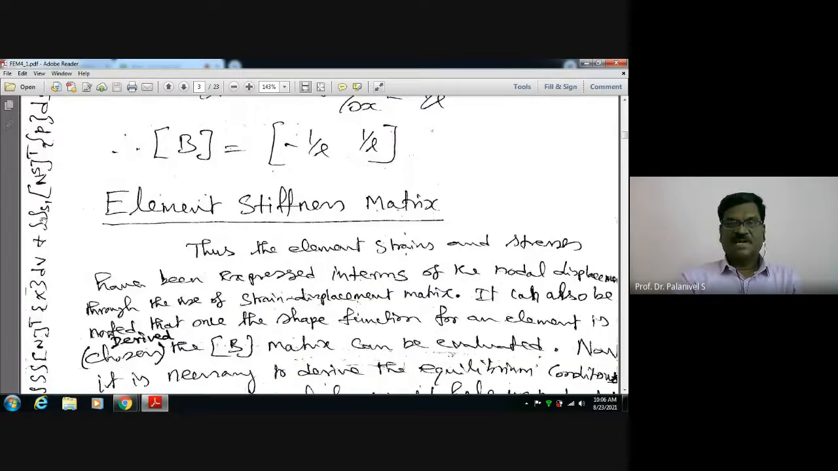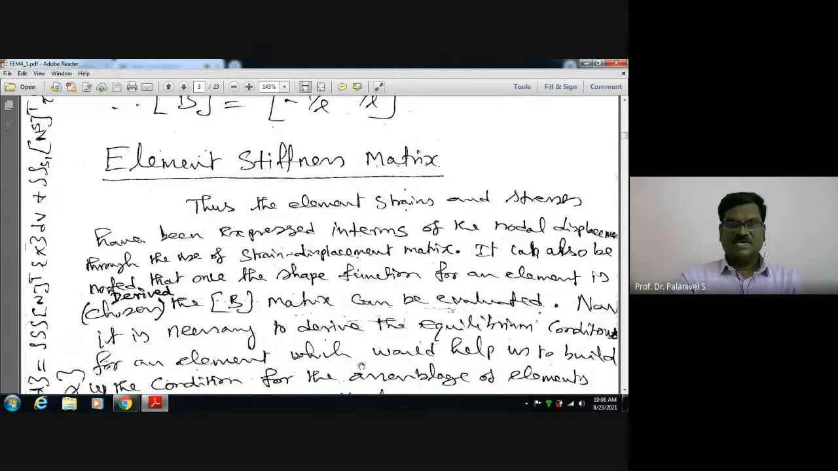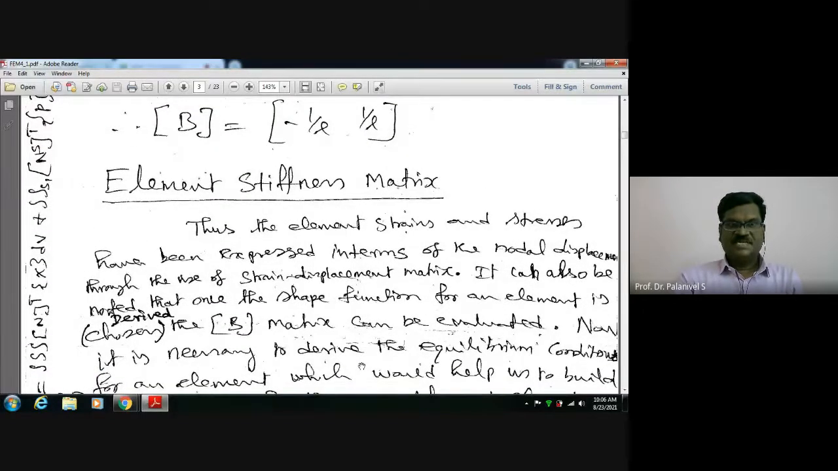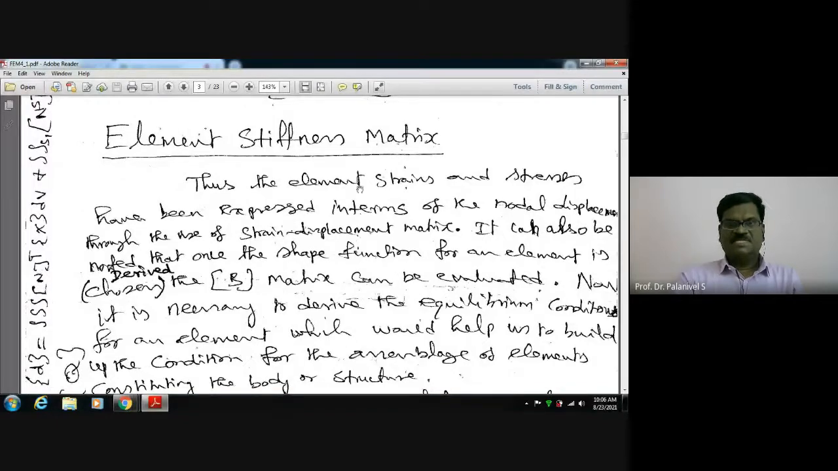Element stiffness matrix, just some write-up is there. I will read it out. Thus, the element strains and stresses have been expressed in terms of the nodal displacements through the use of the strain displacement matrix, as we just discussed. It can also be noted that once the shape function for an element is derived, the B matrix, that is the strain displacement matrix, can be evaluated, as you have seen in the above discussion.